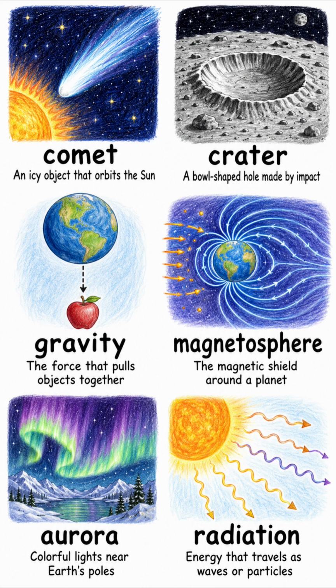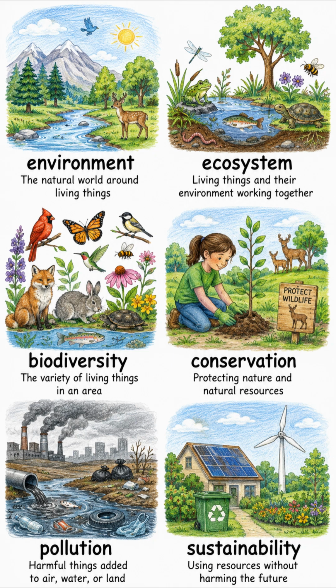Magnetosphere. The magnetic shield around a planet. Aurora. Colorful lights near Earth's poles. Radiation. Energy that travels as waves or particles. Environment. The natural world around living things. Ecosystem. Living things and their environment working together.